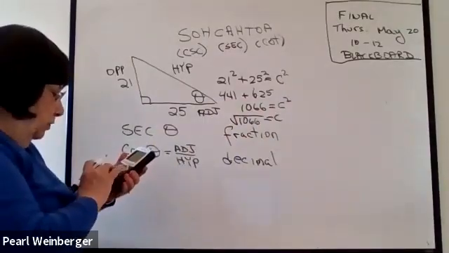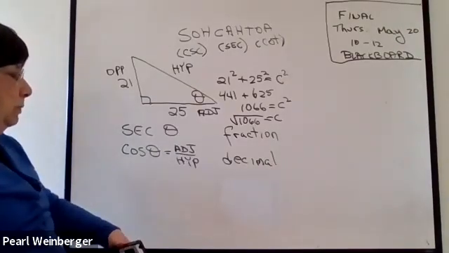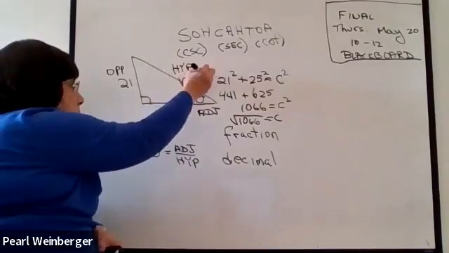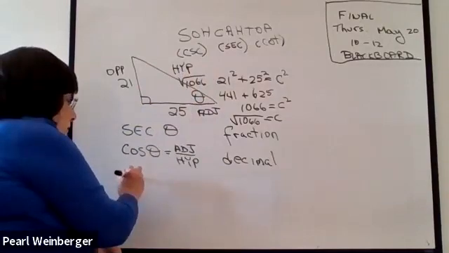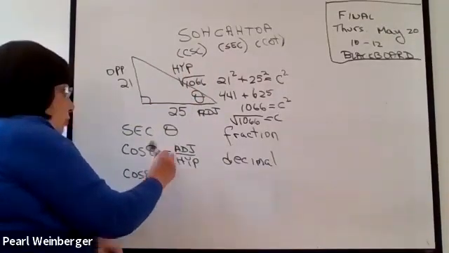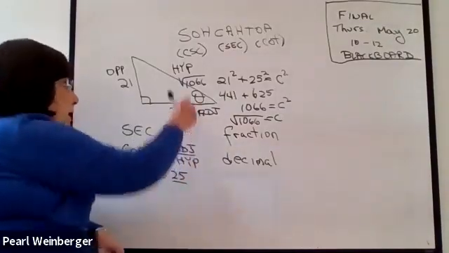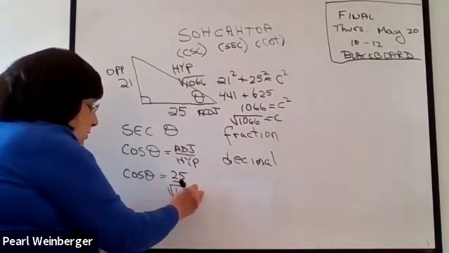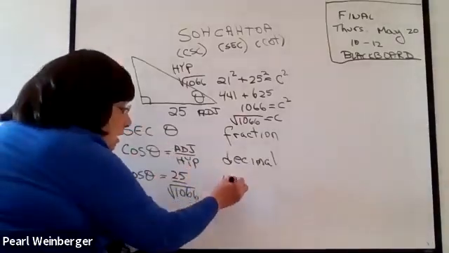The square root is a decimal, Professor. The answer is a decimal. So we can just leave it in radical form because it doesn't come out to be a nice number. So this is what we're calling the square root of 1066. So the cosine of theta is going to be adjacent, which is 25, over hypotenuse, which is the square root of 1066. But again, we didn't want the cosine, we wanted the secant.